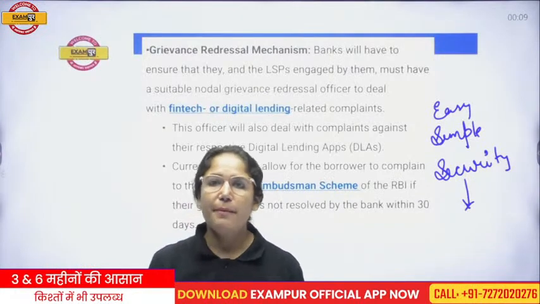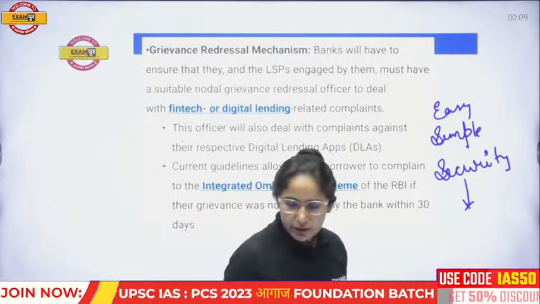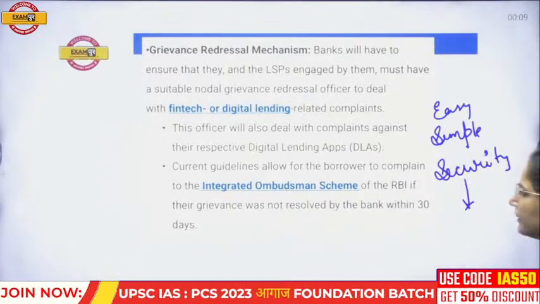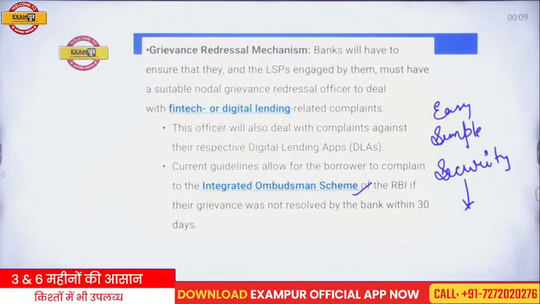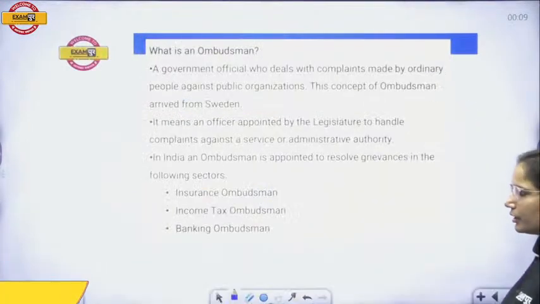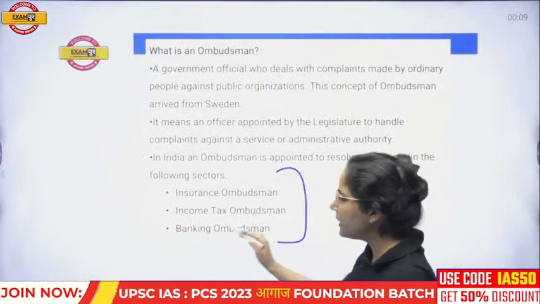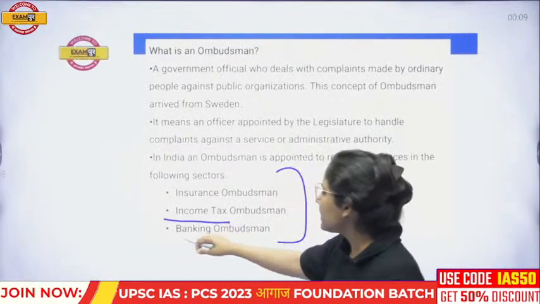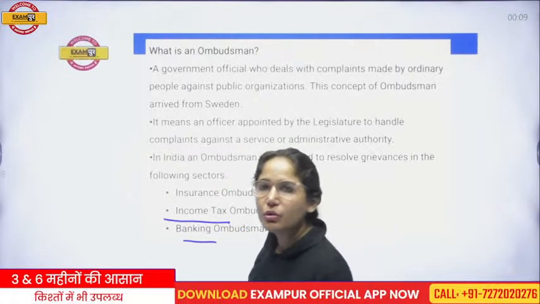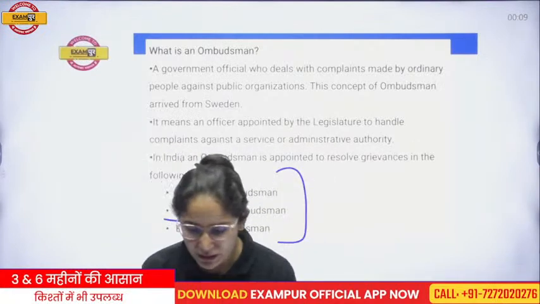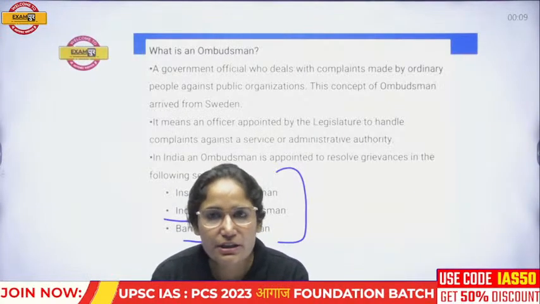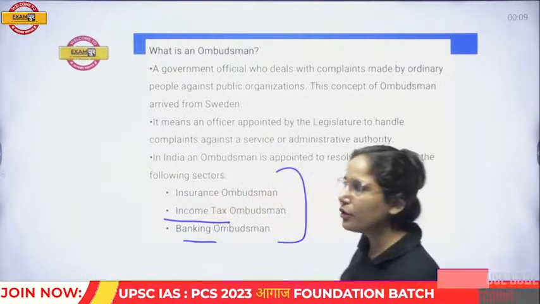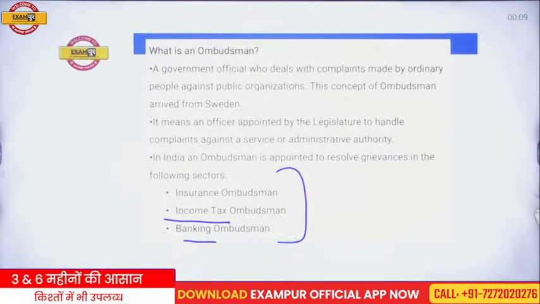scheme, which is amalgamated into one from the three schemes. Integrated ombudsman scheme we are talking about. Within 30 days, you would be able to get the solution. And how many sectors are coming under it? Insurance, income tax and banking. And if you want to know the clear explanation and the things in detail, then you can see my morning lecture. You would get to know what kind of clear explanation is given about the same topic.